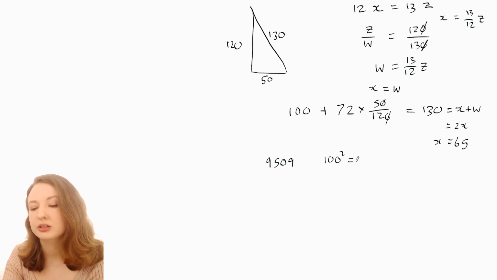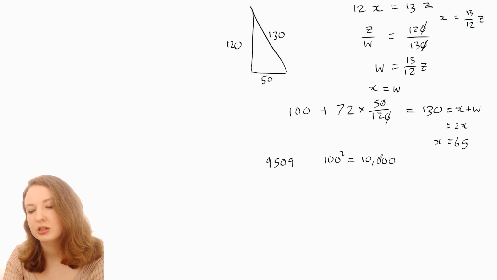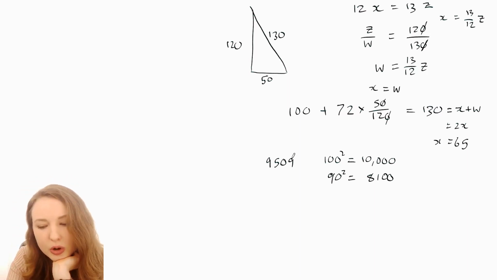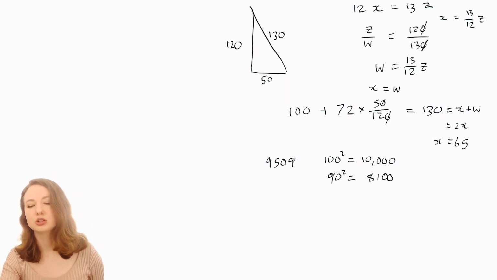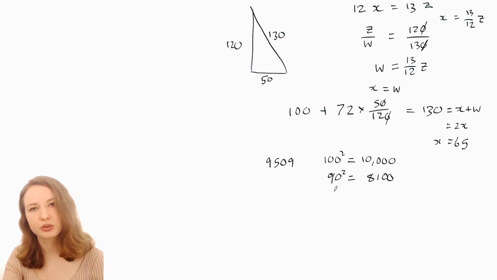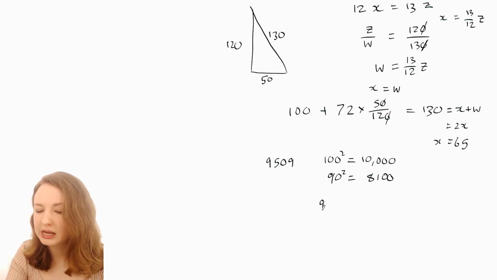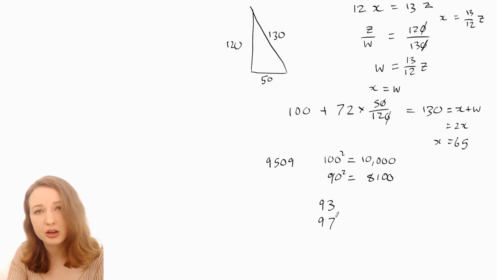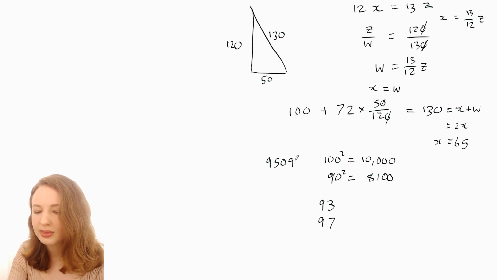We know that 100 squared is 10,000, so the square root of that is going to be a bit less than 100, and we know that 90 squared is 8100, so the square root is going to be somewhere between 90 and 100. We just need to think what would give us a 9 at the end, because the last digit only depends on the last digit of the square root. So it could be something like 93 because 3 squared is 9, or it could be 97 because 7 squared is 49, so that would give us the 9 there.